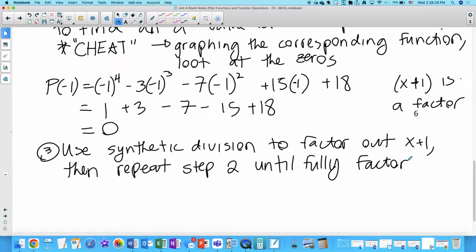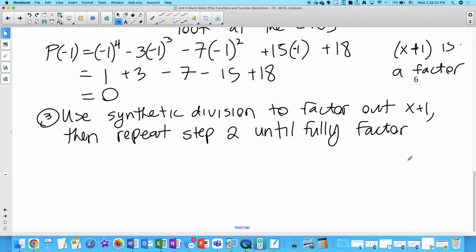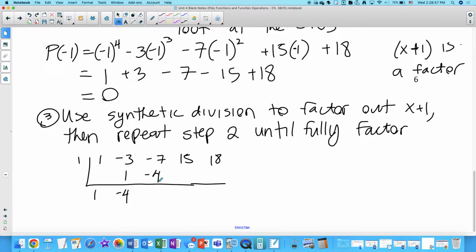Okay? All right, so we're going to factor out the x plus 1. So I am just going to put the plus 1 here, and then I'll write all of the coefficients: 1, negative 3, negative 7, 15, and 18. And I'll do my synthetic division. So this is a 1, 1, negative 3 minus 1 is negative 4. This is negative 4. Negative 7 minus negative 4 is negative 3. Negative 3. 15 minus negative 3 is 18. 18, 0. Yes?